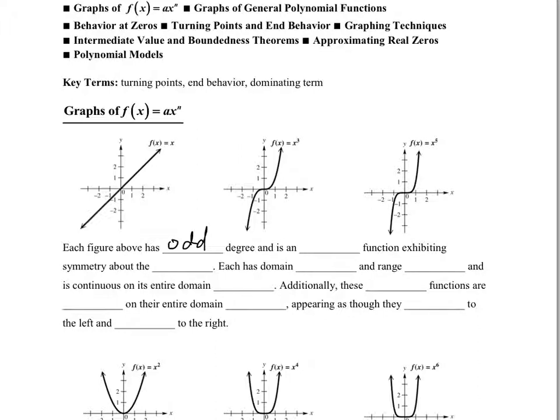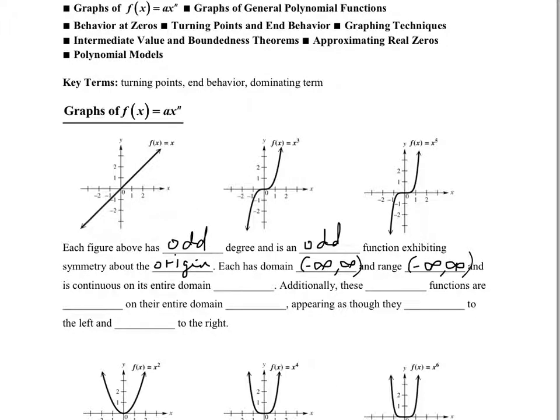And if I were to ask you, when you think about the discussion we had regarding the type of symmetry you see for functions that are even or for functions that are odd, hopefully you would recognize this is an odd function because I have symmetry about the origin. Notice if we were to put a pin at the origin with these graphs, if we spin 180 degrees, it will look identical. Now the domain on each one is negative infinity to positive infinity, as well as the range.